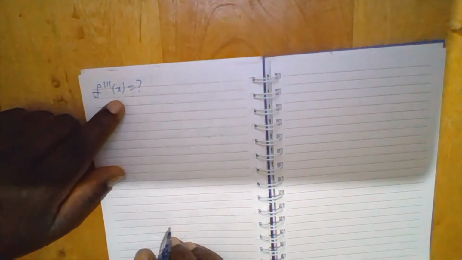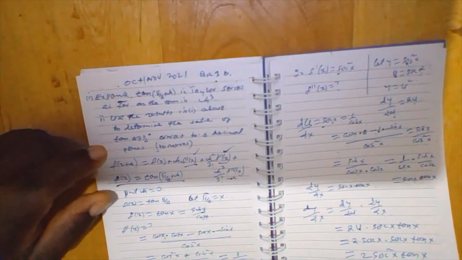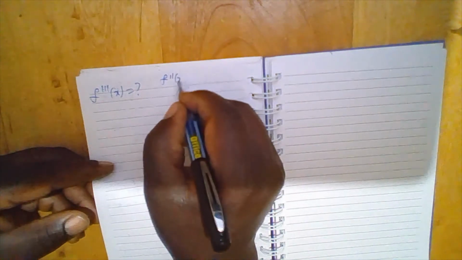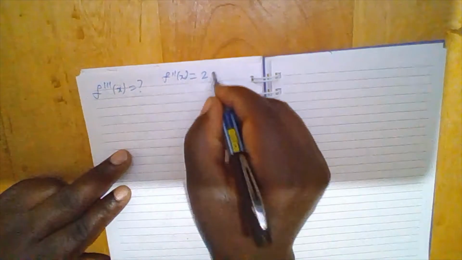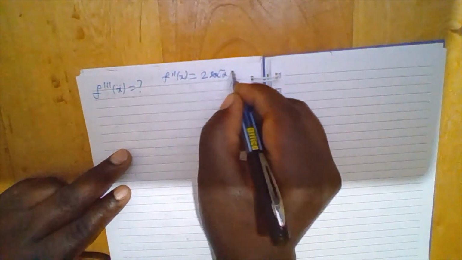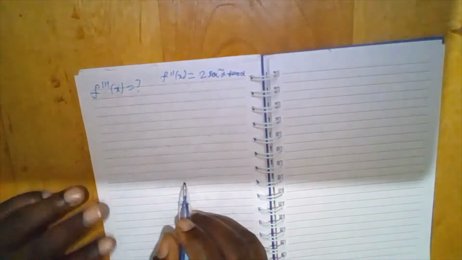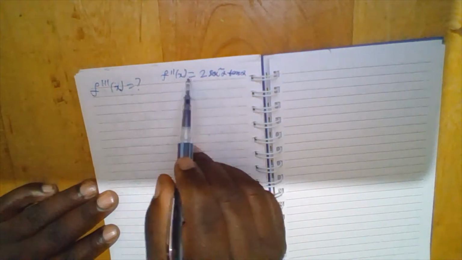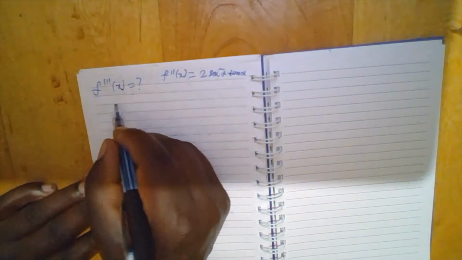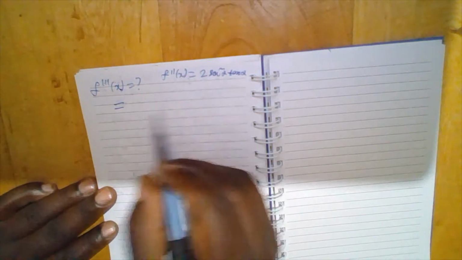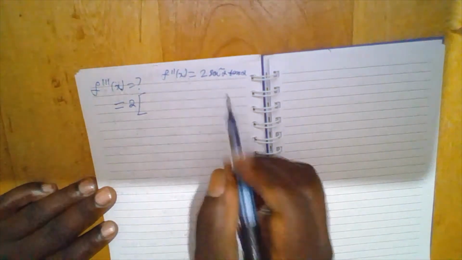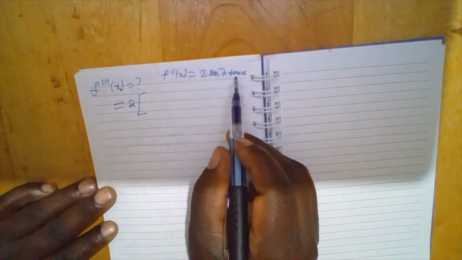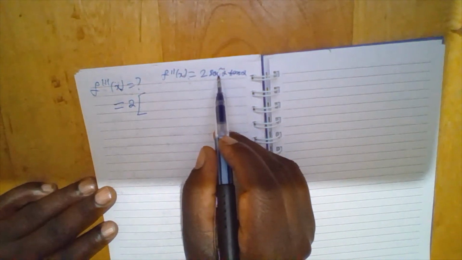So how do we get f of x triple prime? We are going to differentiate f of x double prime, which equals 2 sec x squared tan x. For us to get this, we differentiate this equation again. I'll take 2 out because it's a constant. Then here we are going to apply the product rule because we have sec x squared tan x.